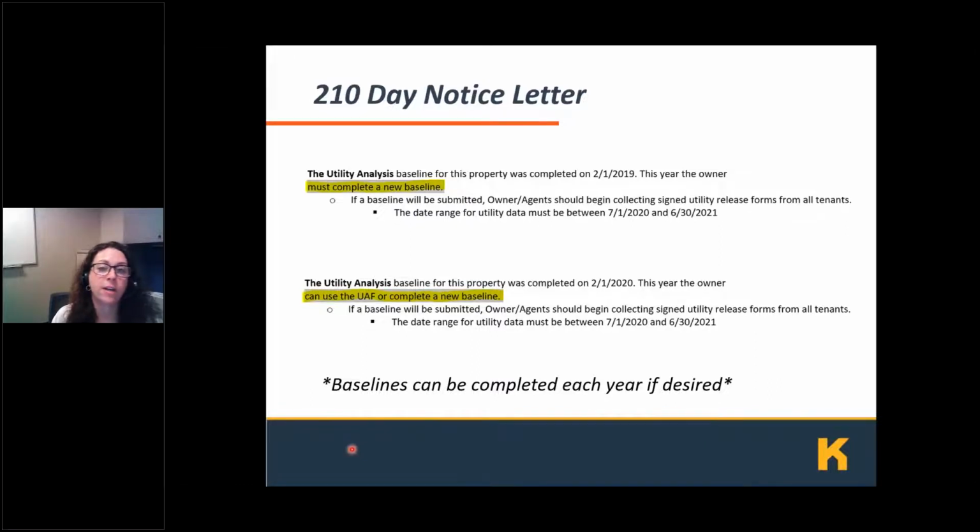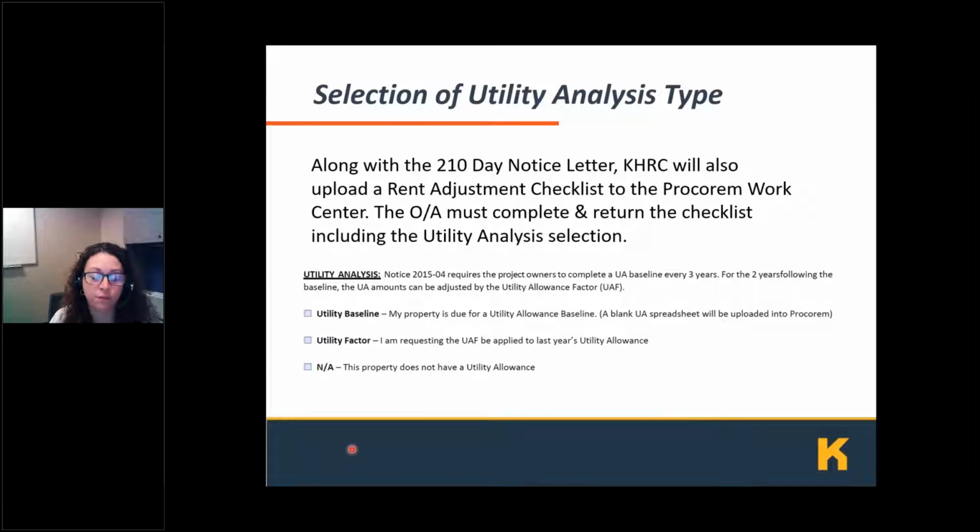We're going to ask you to tell us what you want to do, especially if you have that choice for this year. Along with that letter that we upload to your work center, which is called the 210-day notice, we're also going to give you a rent adjustment checklist. I'm sure you are very familiar with this checklist as well. There are lots of areas that we want you to complete so that we have the most current and accurate information at your property. One of those is your selection of how you want the utilities to be adjusted. If you are required to do a baseline this year, you will have to check the baseline box. However, if you do have the choice, we want you to let us know what you're choosing to do.